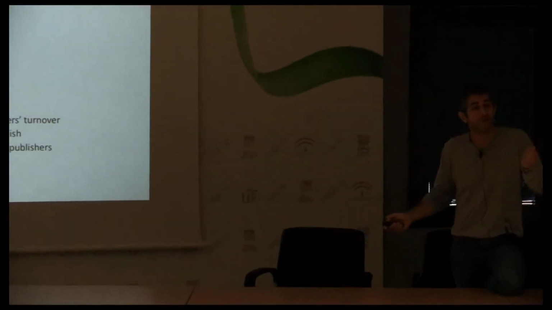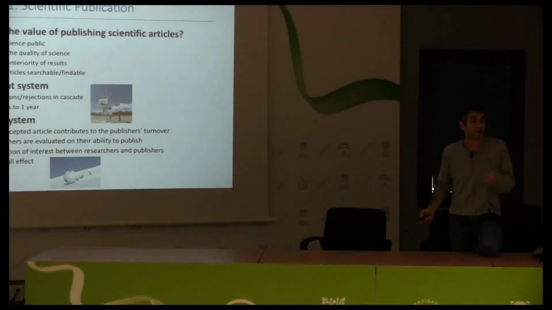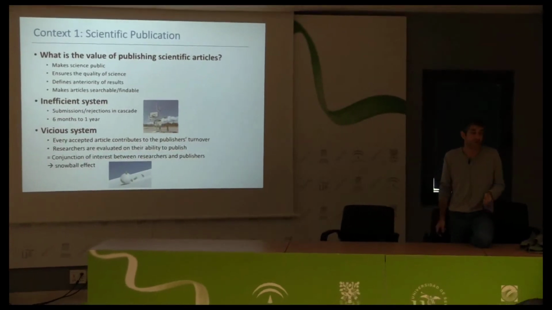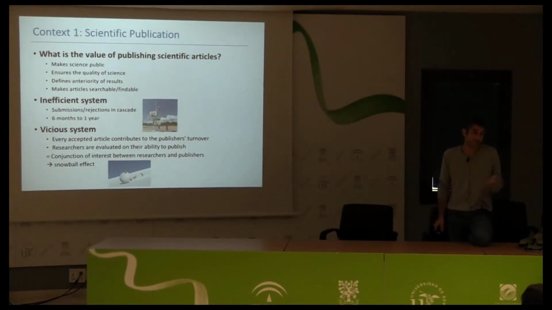So for the publisher, the more articles he publishes, the more money he's making. And for the researcher, the more papers you publish, the better it is for your career. So there is a kind of conjunction of interest between researchers and publishers. And this is not good for quality because this is a kind of snowball effect.